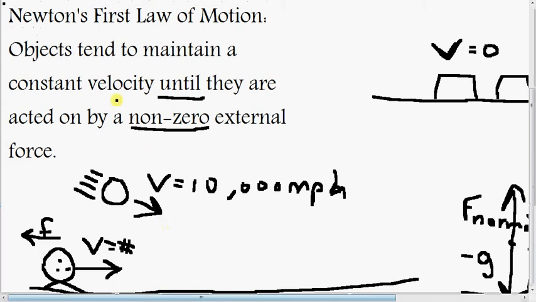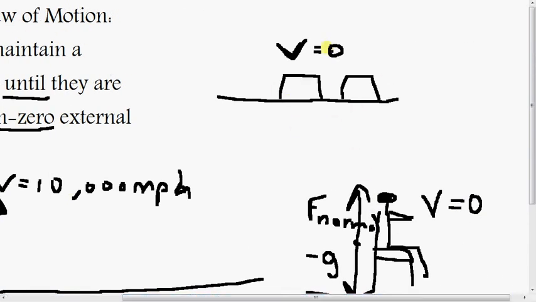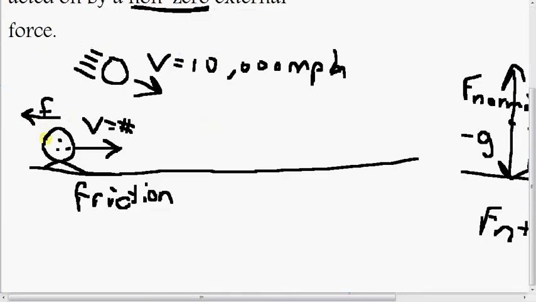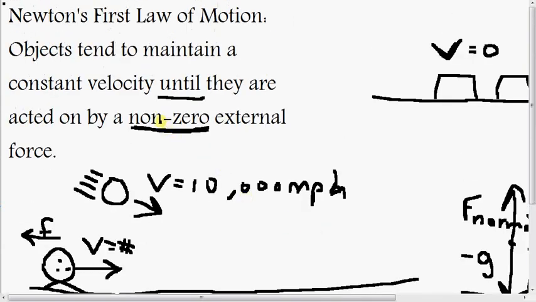Alright, so objects tend to maintain their constant velocity. If they're stationary, they want to stay stationary. If they're moving at a certain velocity, they want to keep moving at the same velocity. And the only thing that's going to get in their way of doing that is if there is some type of external force acting on this. Whether it's gravity, whether it's someone pushing you in the back when you're lazily laying in a hammock in the afternoon, there has to be some type of net force acting on it to change this.